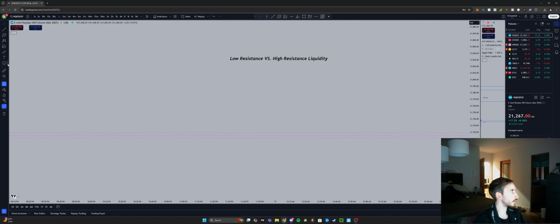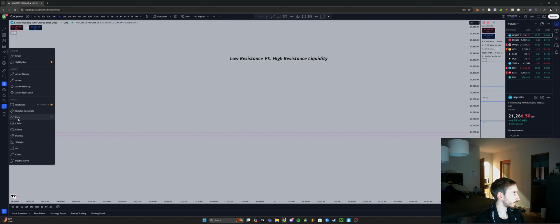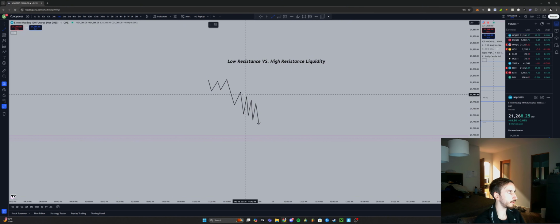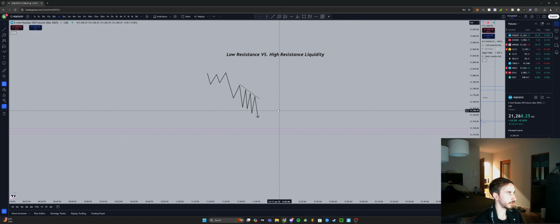So on a chart, in very simple terms, all low resistance liquidity is just stacked lows or highs that are lower or higher than all the other ones. So let's say you have some sort of accumulation range playing out, and then price starts to just print all this liquidity like this. Okay, now everything that you see along these lines here is your low resistance liquidity.